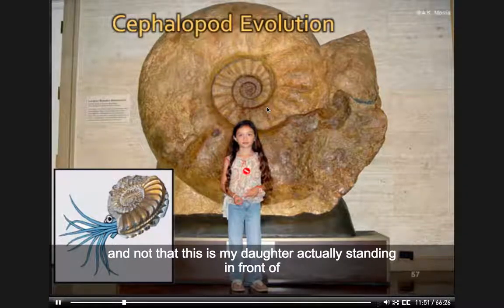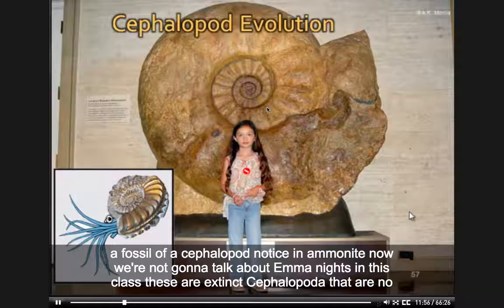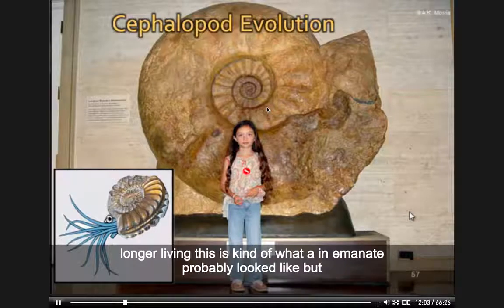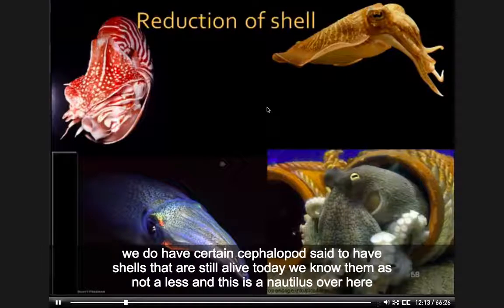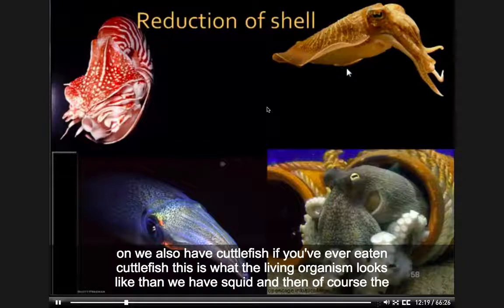And this is my daughter actually standing in front of a fossil of a cephalopod known as an ammonite. Now, we're not going to talk about ammonites in this class. These are extinct cephalopods that are no longer living. This is kind of what an ammonite probably looked like. But we do have certain cephalopods that do have shells that are still alive today. We know them as nautilus. And this is a nautilus over here. We also have cuttlefish. If you've ever eaten cuttlefish, this is what the living organism looks like. Then we have squid, and then, of course, the octopus.